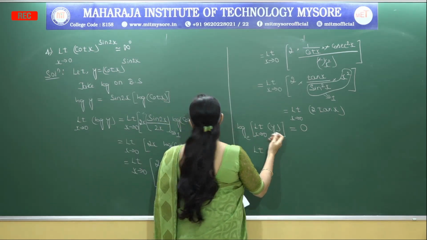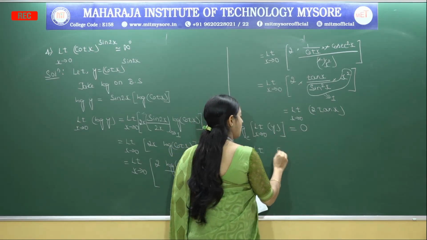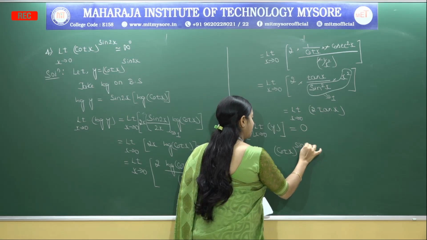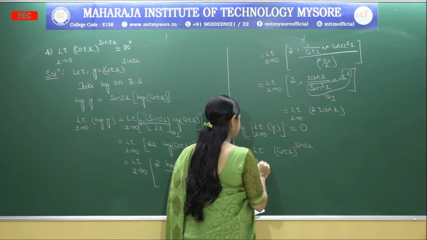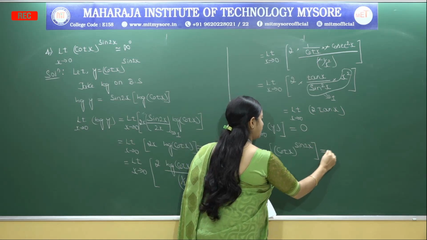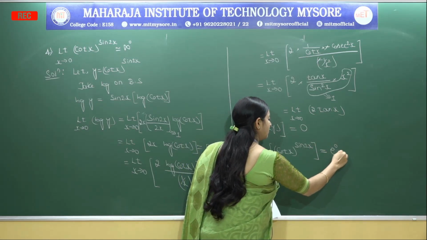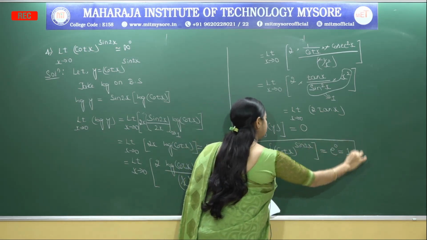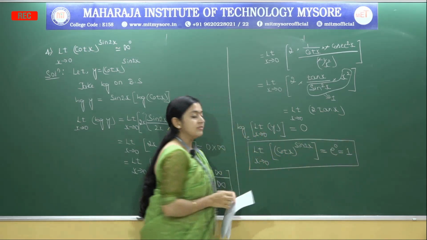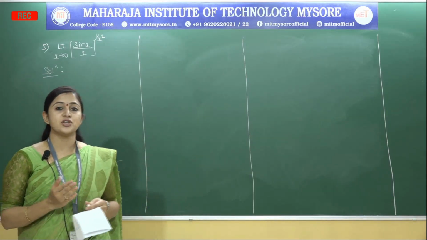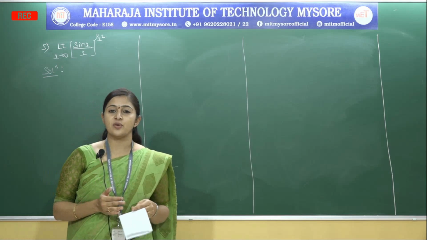Since you have the log with base e, you can take the term to the RHS. The limit of y, where y is cot x power sin 2x as x tends to 0, equals e power 0, which is equal to 1. That's the answer.